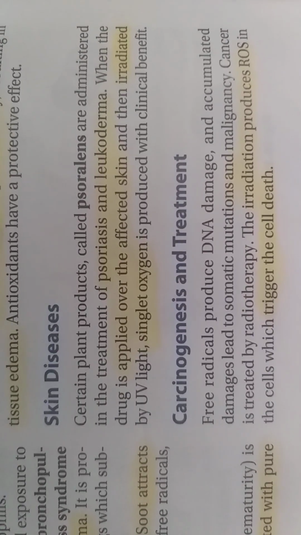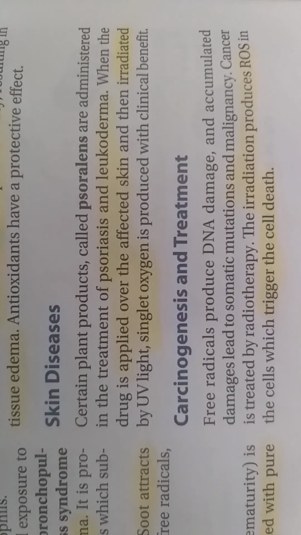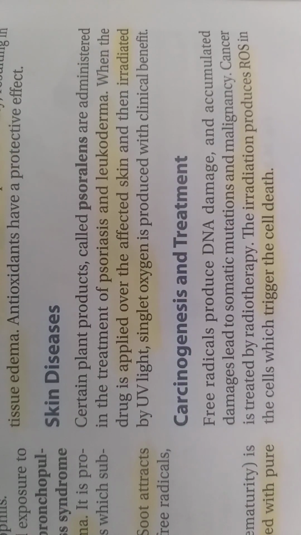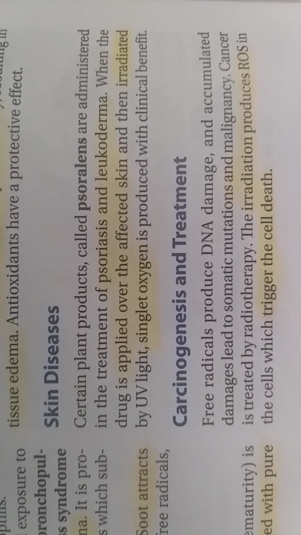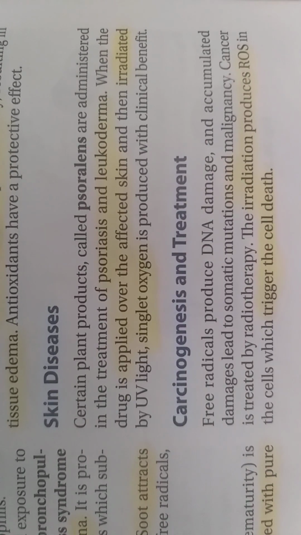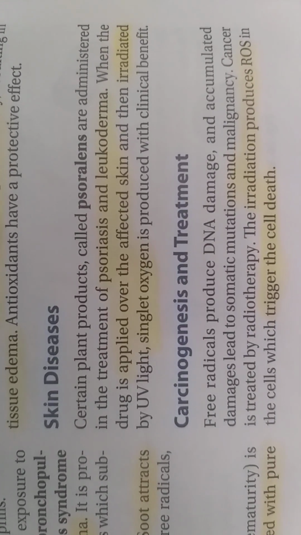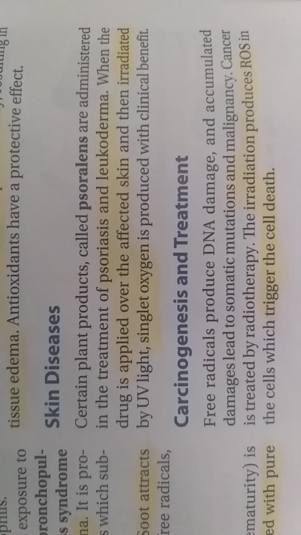The next one is carcinogenesis and treatment. When there is an increased amount of free radicals in the body, this leads to DNA damage, and these DNA damages may accumulate and lead to somatic mutations and malignancy. For this cancerous condition, the treatment is radiotherapy, but irradiation produces further reactive oxygen species in the cell, which triggers cell death.